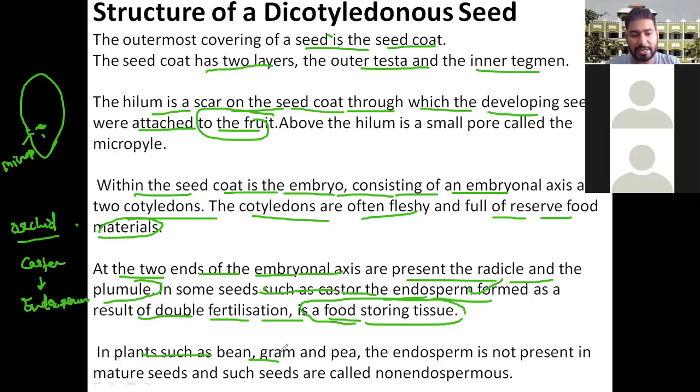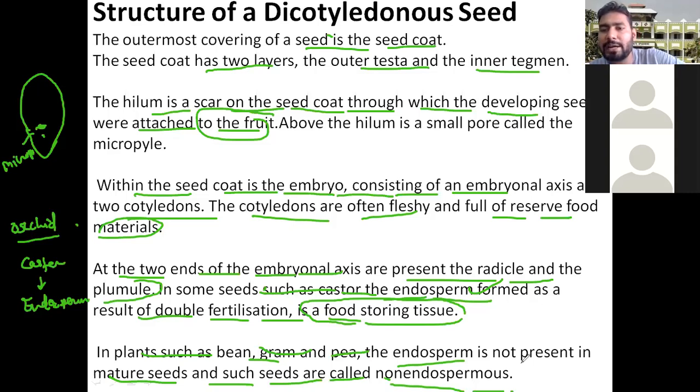In plants such as bean, gram and pea, endosperm is not present in the mature seed. Such seeds are called non-endospermous or ex-albuminous. Are you getting it? Dicot seeds are ex-albuminous or non-endospermous because during the germination or maturation of the seed, they consume their endosperm. But in the case of monocots, it is never consumed.